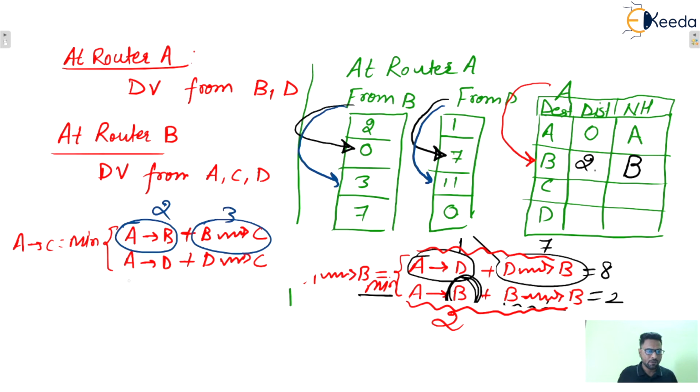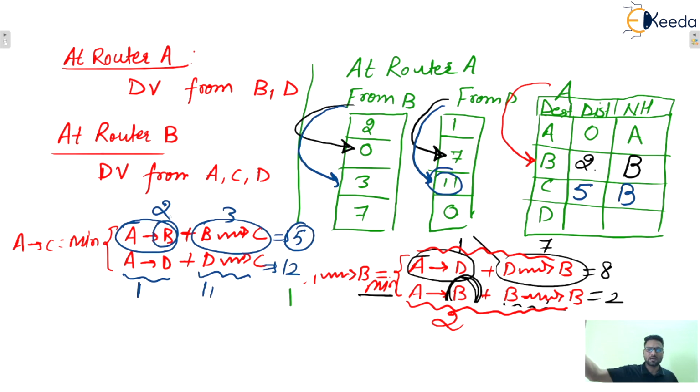B to C. A to D distance is what? Direct edge is there, because A knows about its neighbors, that is 1. And D to C will be from the distance vector of D, that is 11. So this comes out to be 5, and this comes out to be 12. So the minimum is 5. So here 5 will be there and the next stop will be B because we are going A to B then B to C. After that D will take care. Okay, but for D the next stop will be D only.